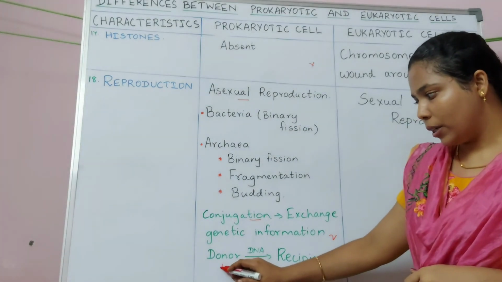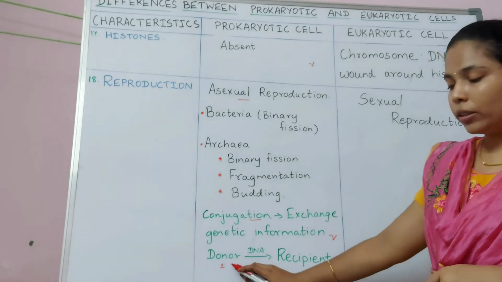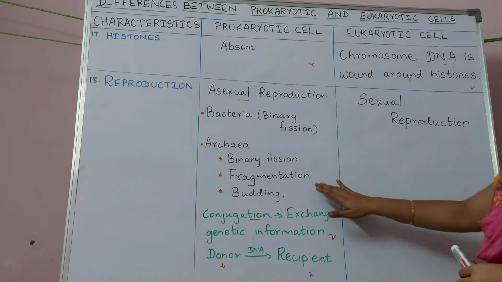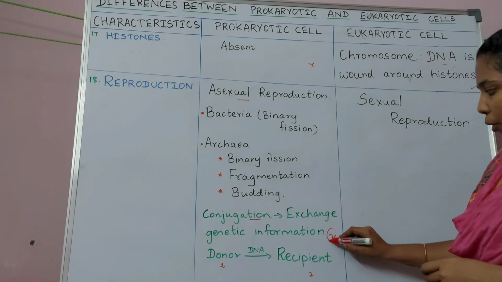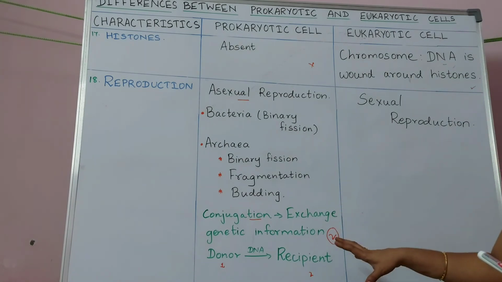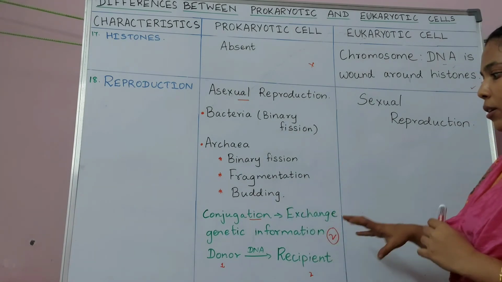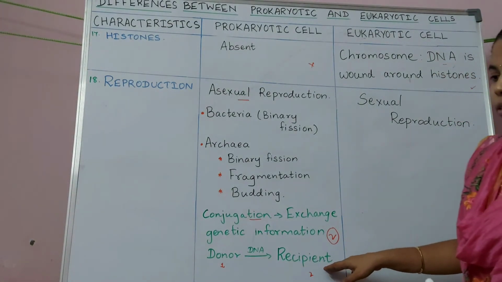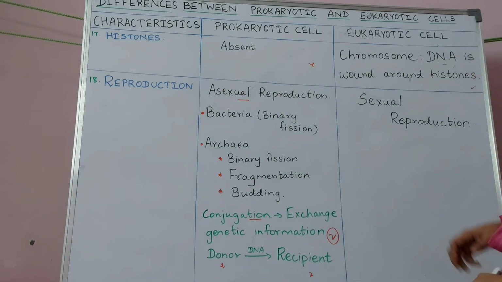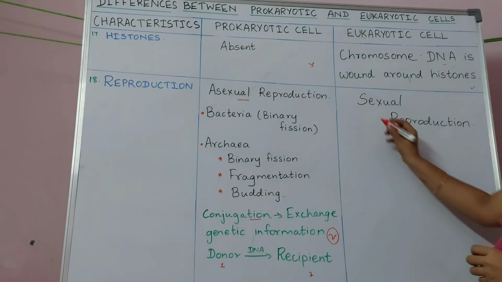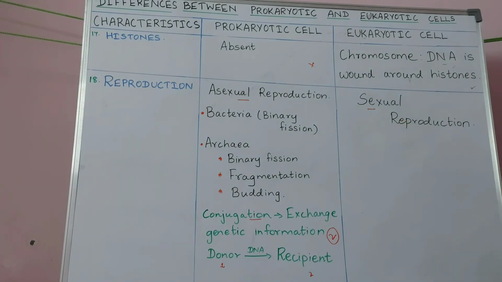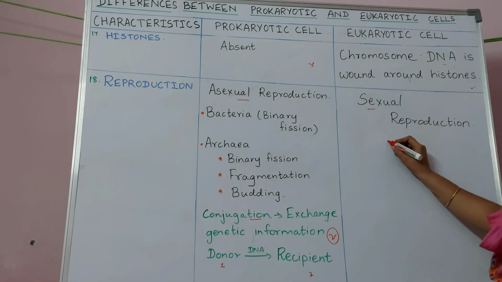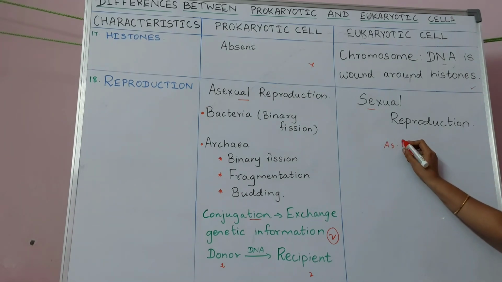The one organism that gives the DNA is called donor, the other bacteria that receives the DNA is called recipient. In this process we have the involvement of two organisms, but it is not a complete sexual reproduction because here we have the participation or the role of one bacteria, the other remains inactive in this process. And eukaryotic cell reproduces by sexual method where the fusion of gametes will take place. There are some eukaryotic cells that reproduce by asexual method also.